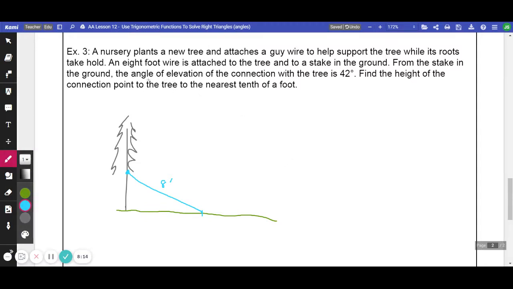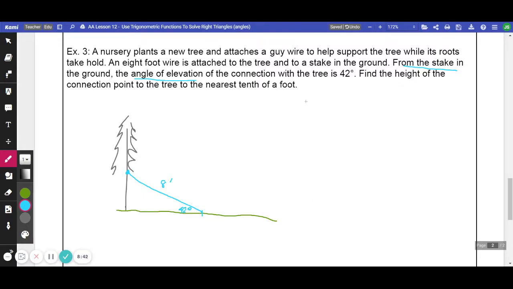The angle of elevation. So elevation means up, means from horizontal up. The angle of elevation with the connection with the tree is 42 degrees. From the stake, the angle of elevation is 42 degrees. Here's the stake, so the angle up is 42. That means this angle right here is 42.